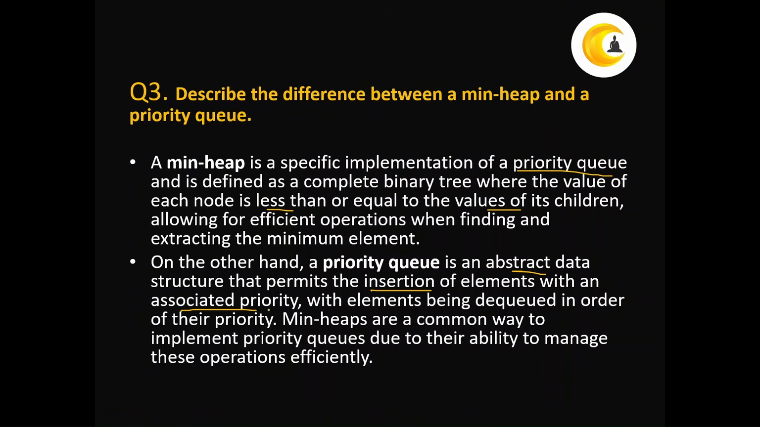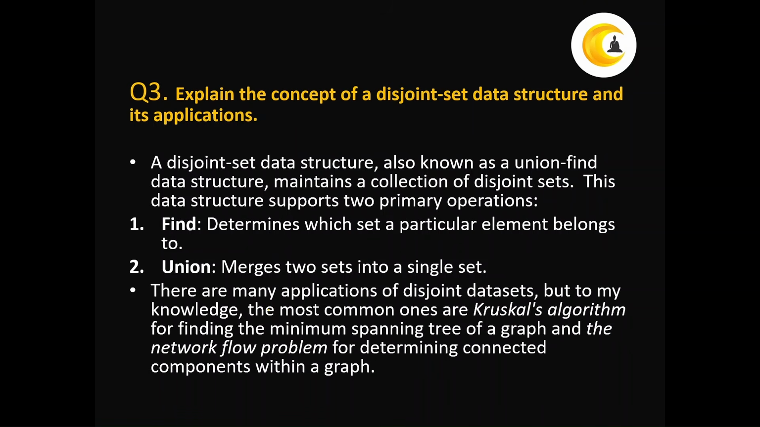So min heap is an implementation of priority queue, but on the other side. Why? Because a min heap will have the minimum value on the top. That means if I'm talking about minimum priority, then fine. But if I want the highest priority, then I'm going to use a negation of my min heap. Okay. Moving to the next one.